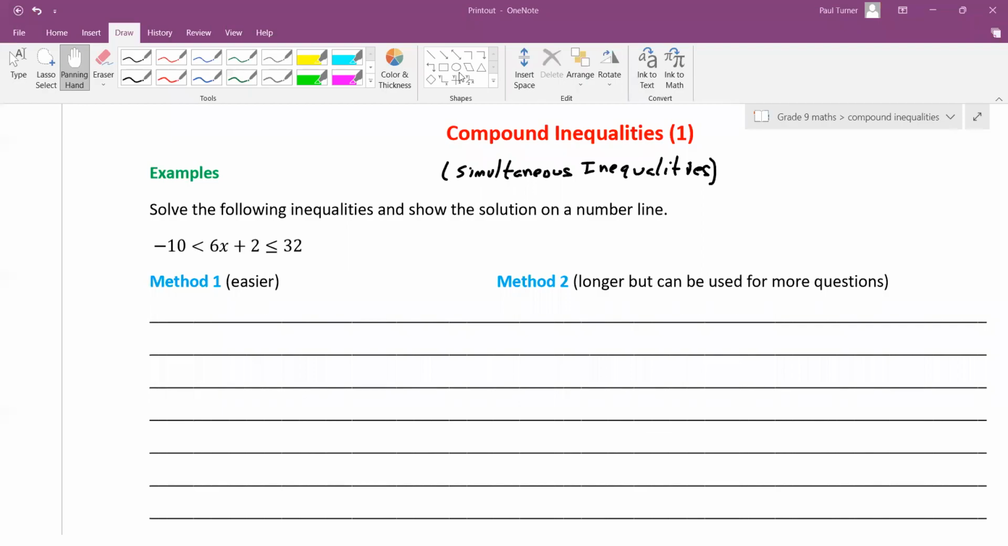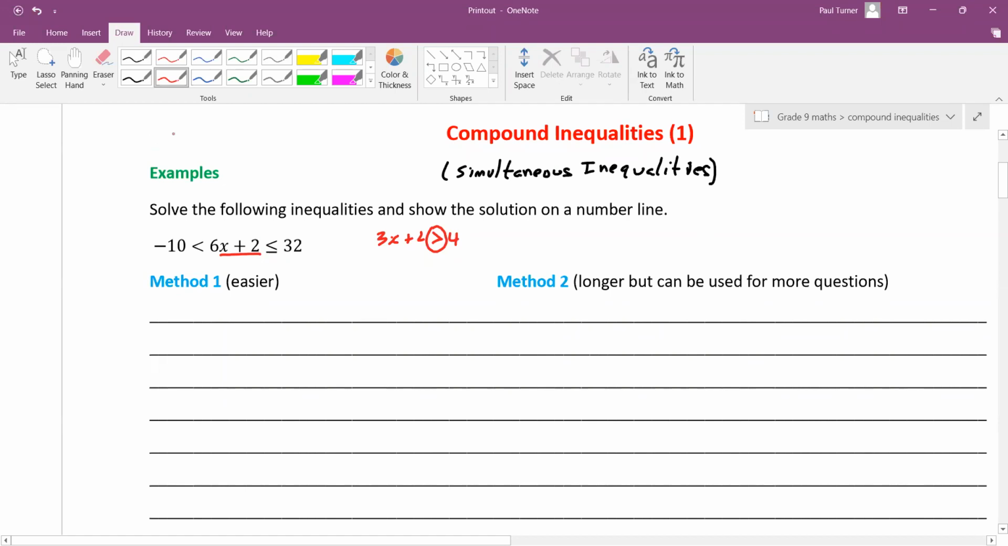Right, so in this first example, we can see we've got multiple parts. Normally in an inequality, you saw something like 3x plus 2 is greater than 4, where we only had one inequality sign. These are actually made up of more than one inequality sign. Now, let's just look at this one. You've got 3 bits, and it says -10 is less than 6x plus 2, and also 6x plus 2 is less than or equal to 32.